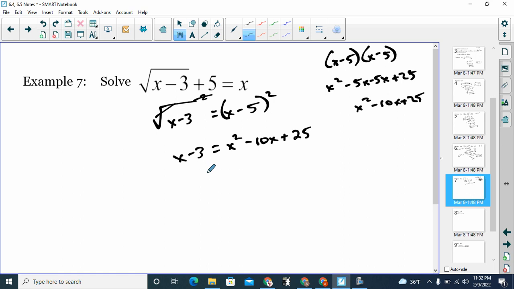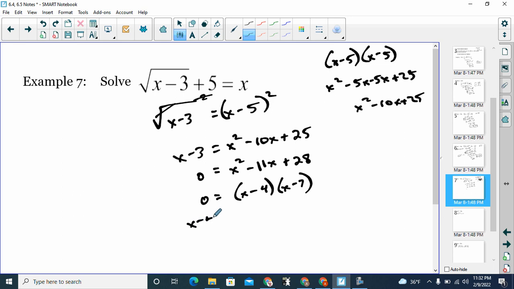We've got a quadratic equation. We solve quadratics by getting them equal to 0. So I'm going to subtract x from both sides and add 3 to both sides. And we solve them by factoring if we can. Numbers that multiply to 28 and add up to negative 11 are minus 4 and minus 7. Set each factor equal to 0 and solve. X equals 4 and x equals 7.